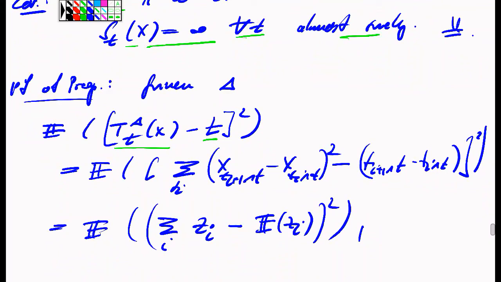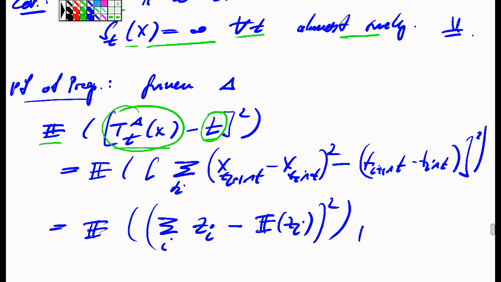Okay, I subtract the suspected limit, and I take the square of this, and finally I take the expectation. So in other words, here I'm heading for a convergence in L2 of this random quantity towards the deterministic number t. In fact, I'm going to show something stronger than the convergence in probability: I will show convergence in L2 of this quantity.